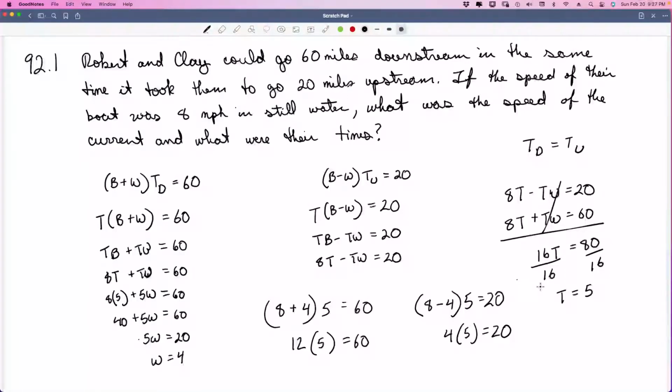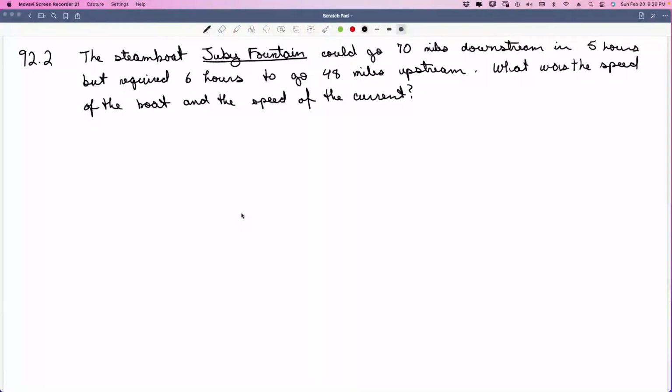All right, so let's look at 92.2. The steamboat Juby Fountain could go 70 miles downstream in 5 hours, but required 6 hours to go 48 miles upstream. What was the speed of the boat and the speed of the current?